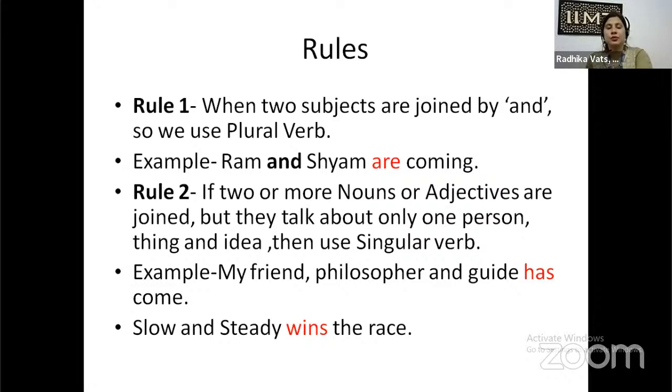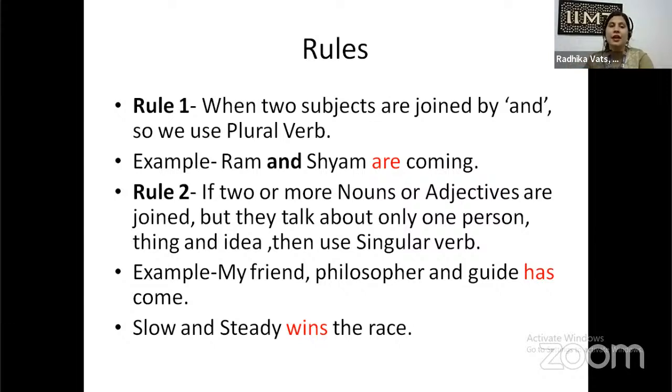Now I will come to rule number 2. What does rule number 2 say? If two or more nouns or adjectives are joined, but they talk about only one person, thing, or idea, then use a singular verb. I'm repeating once more. Whenever there are two or more nouns and adjectives that we have joined together, but they are talking about only one person, one thing, one idea, then we are going to use a singular verb. Try to understand it by example here.